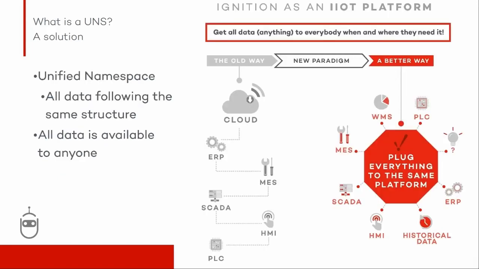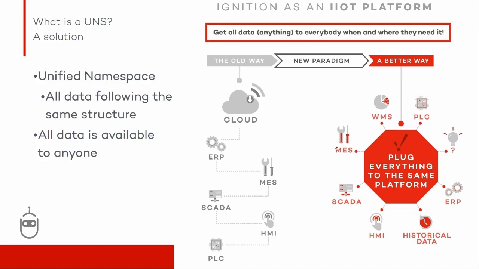Then naturally, if we have the old way, we will also have a new way or a better way. That's what we have labeled this concept of an IoT platform. So when we're going from the automation stack to this platform idea, the idea is to get all data, that could be anything, to everybody when and where they need it.